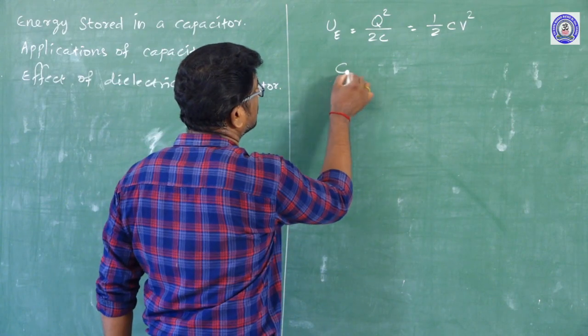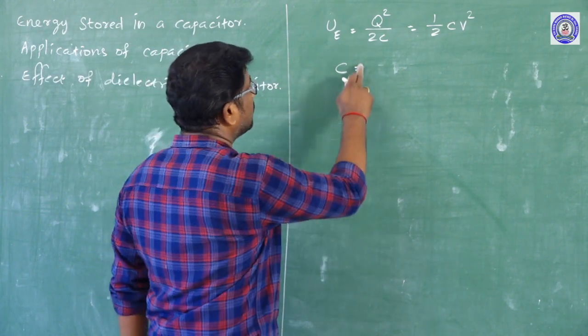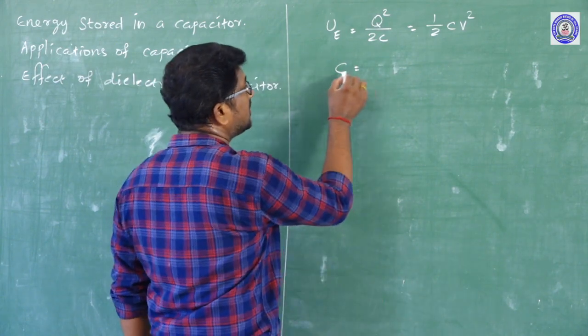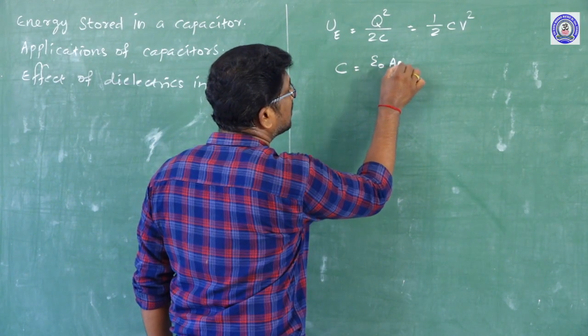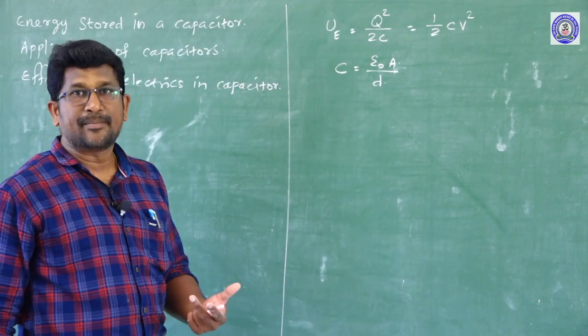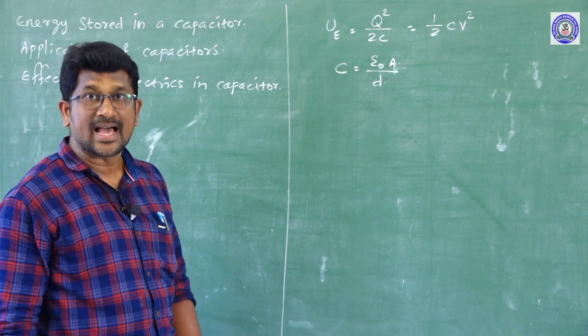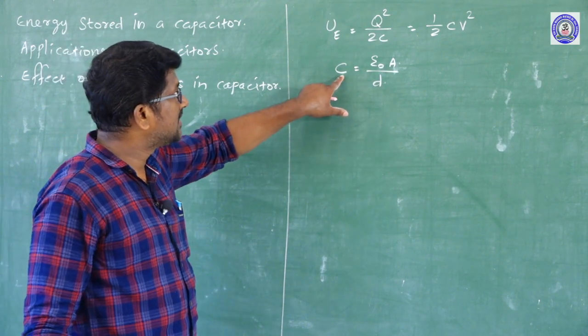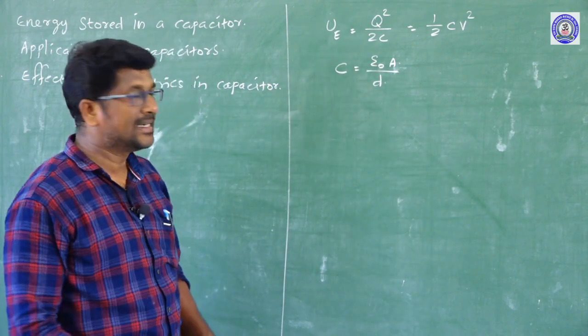For that, we know the formula for the capacitance of the air filled capacitor. C is equal to epsilon naught A divided by D. If the medium in between the plates of the capacitor is air, then the capacitance of the capacitor is given by the formula C is equal to epsilon naught A divided by D.